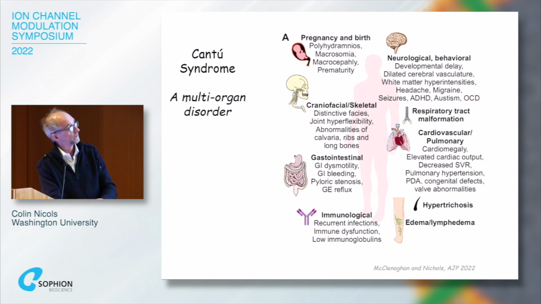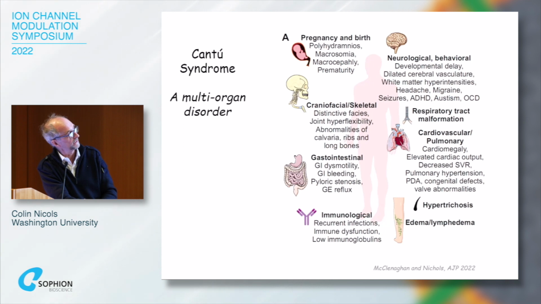And as a consequence of where they're expressed, Cantu syndrome has many, many features to it. And this is not a complete list of what we know to date. So there are a lot of problems associated with pregnancy. The fetus causes polyhydramnios, which is increased water in the mother. The babies are born large, with large heads. They tend to be premature. There's evidence of craniofacial and skeletal abnormalities, although these tend to be minimal.